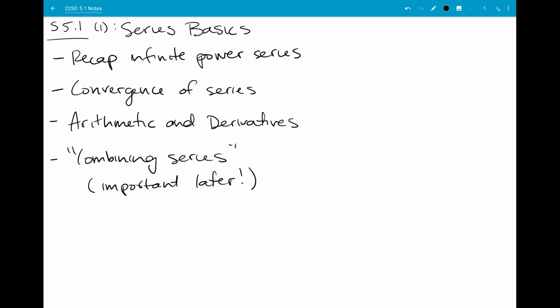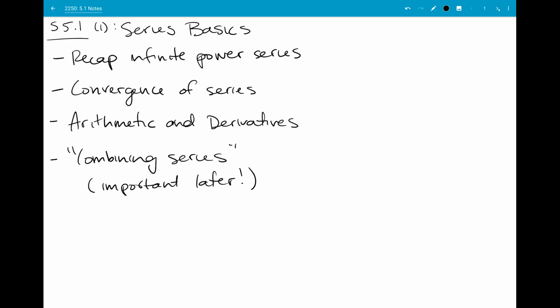Okay, so section 5.1 is about series solutions about ordinary points. And what we're actually going to do is break that section into two parts. The first part is going to be about series basics. Here we're going to recap what an infinite power series is, talk about convergence of these things, how we do arithmetic and derivatives with them, and then this idea of combining series, which is going to be important later.